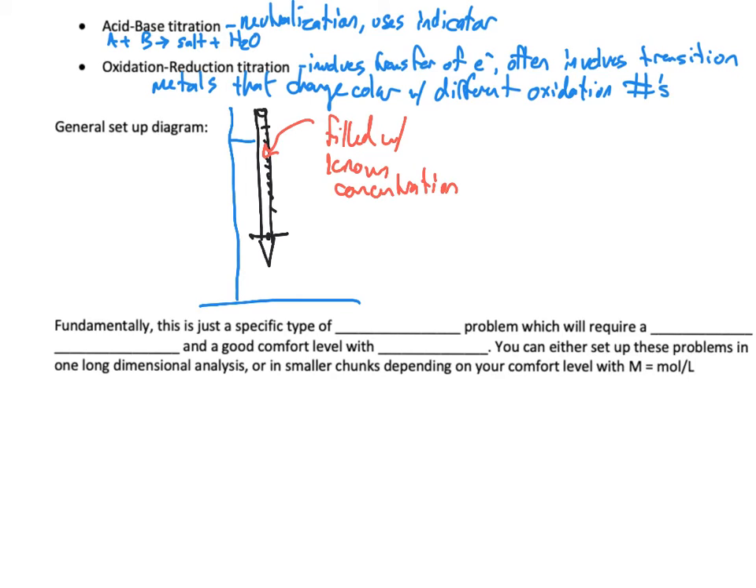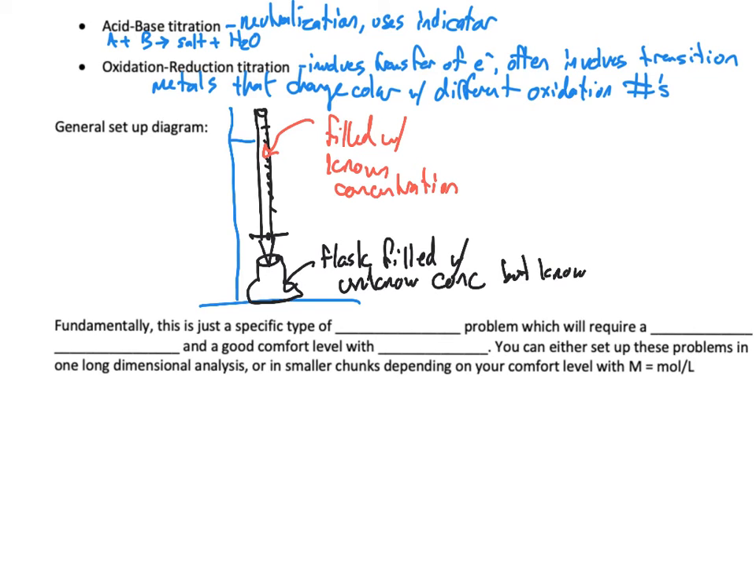And then underneath it, you are going to have a flask of some sort, and that flask is going to be filled with your unknown. So it's going to have an unknown concentration, but it will have a known volume. Okay, and the number one thing that I'm going to say when you do this lab is don't forget to add the indicator.